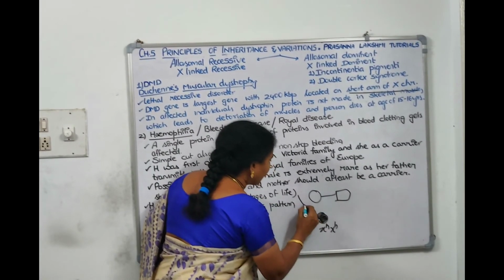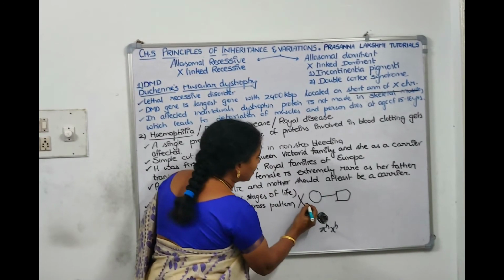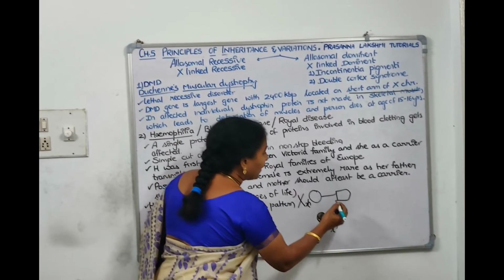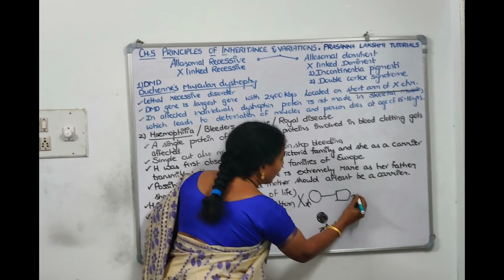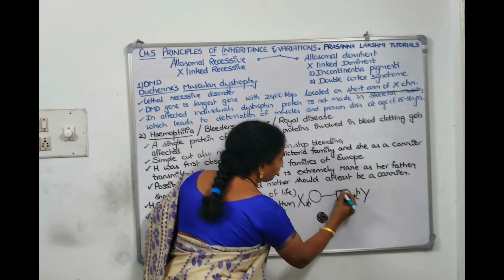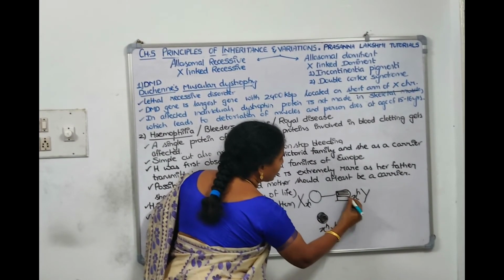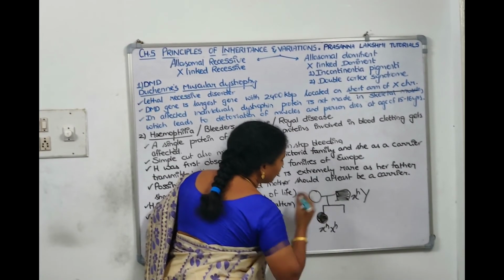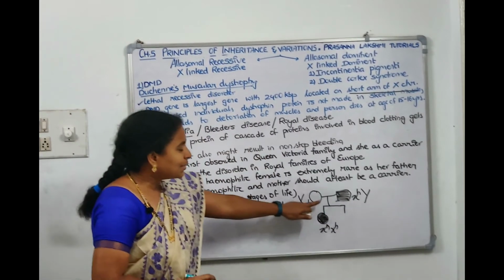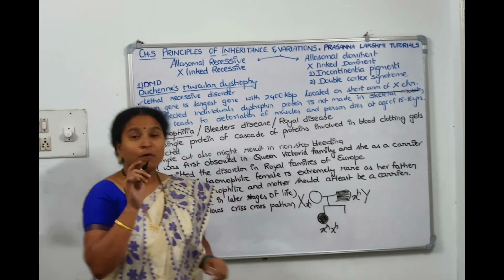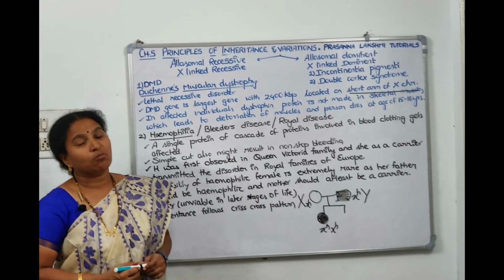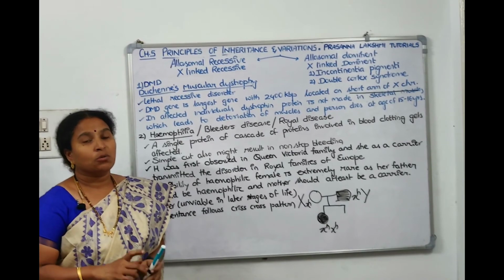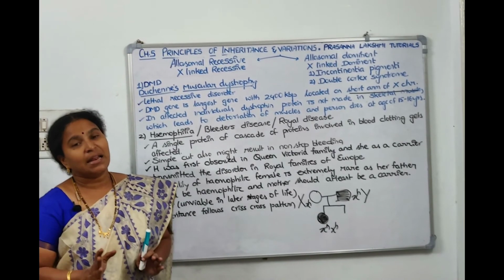The mother should be a carrier. She should have one normal X chromosome, and the other one is the hemophilic chromosome. And the father should be hemophilic. If the father is hemophilic and the mother is a carrier, then the daughter will be hemophilic. Now these males have only one X chromosome, and if that X chromosome is the hemophilic chromosome, they are unviable at later ages.